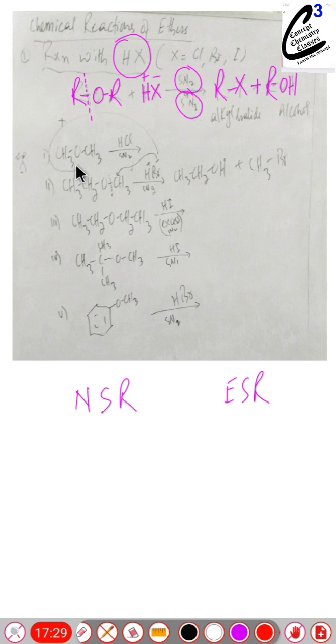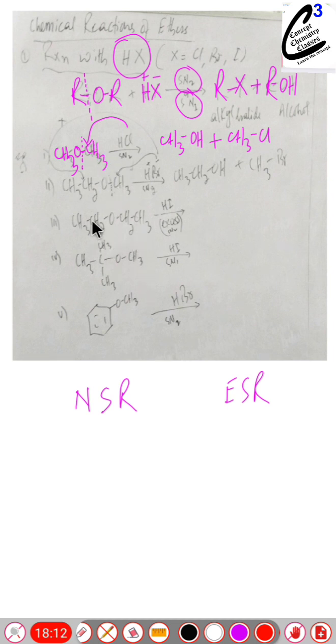So this is the first example, methoxymethane, in which HCl is reacted with this compound, and since this ether is symmetrical in nature, either this bond or this bond can be broken. Whatever you like, you can break any bond. So we will get CH3OH, methanol, plus to this CH3 halogen will be attached, CH3Cl, because this chlorine will attack this carbon atom to break this bond. This is our CH3.